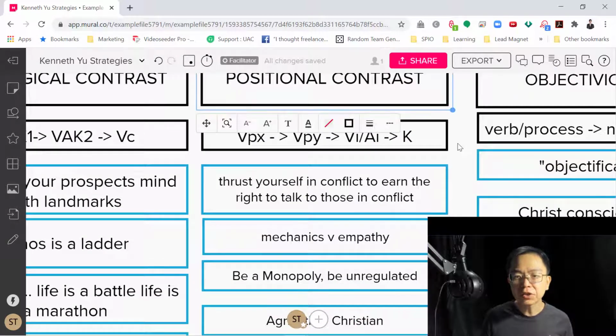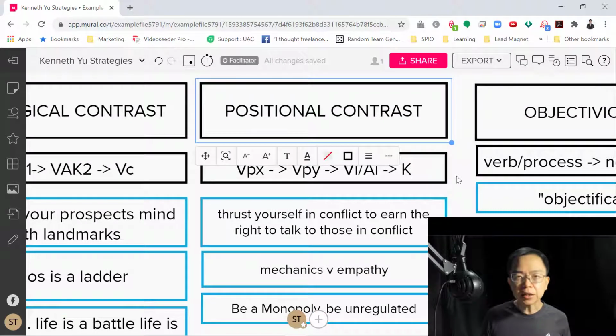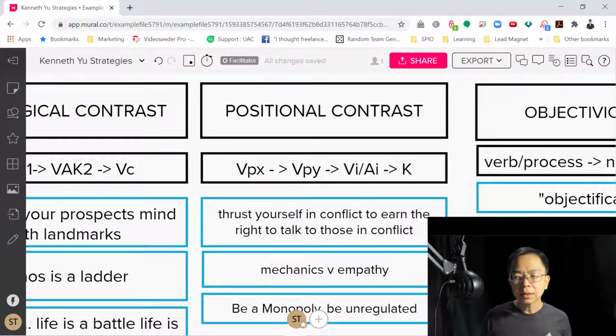Right? Positional contrast. So perceptual positions in NLP are what we call, we have three perceptual positions: first, second, and third positions. So the first position means I'm looking out through my own eyes. Second means I'm looking from another person's viewpoint. And third is the observer's viewpoint. Okay. Not surprisingly, in a modeling deconstruction, what I'm doing is I am in meta view. I'm traversing all three by observing it from a different vantage point.